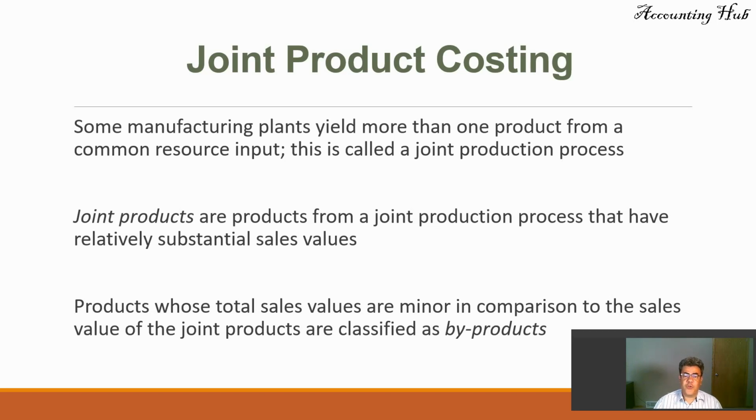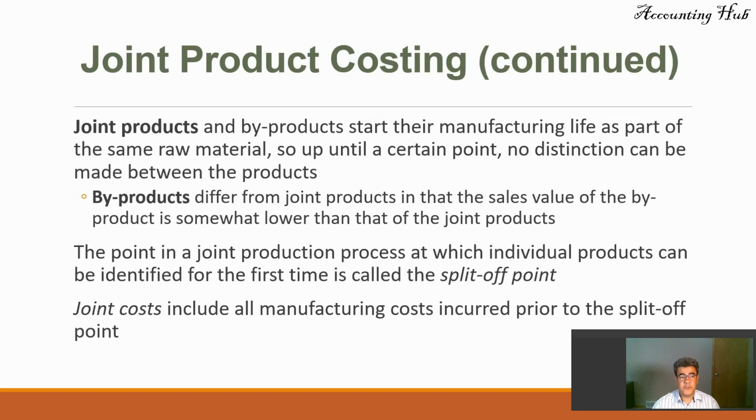Joint products are products from a joint production process that have relatively substantial sales value, and products whose total values are minor in comparison to the sales value of the joint products are classified as byproducts. Joint products and byproducts start their manufacturing life as part of the same raw material, so up until a certain point, no distinction can be made between the products. And byproducts differ from joint products in that the sales value of the byproduct is somewhat lower than that of the joint products, usually much lower.